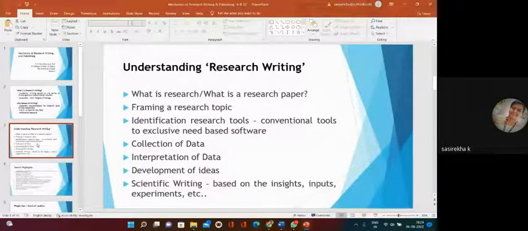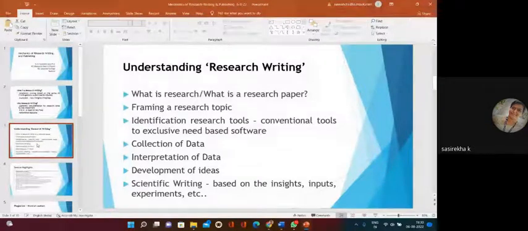The same way, any researcher will be checking for research tools. It could run from conventional tools to the latest software-based tools. Then using those tools, I'll be collecting different data and the data will be interpreted in different ways. When I interpret the data, we would understand as researchers that it develops research ideas. When the ideas are generated, based on our study, our experiments, and our investigation, we could understand that our research starts, thereby our research writing as well.